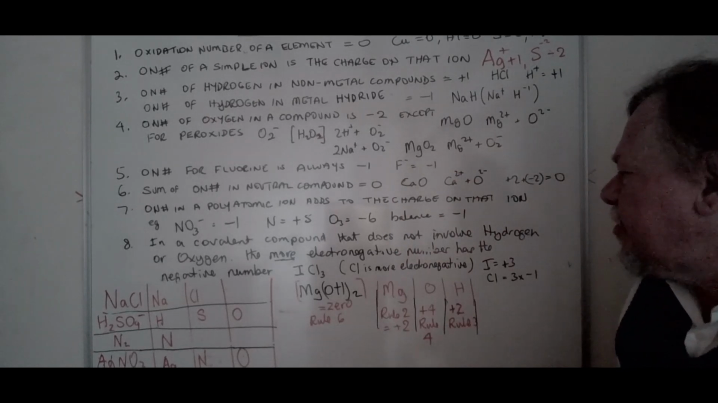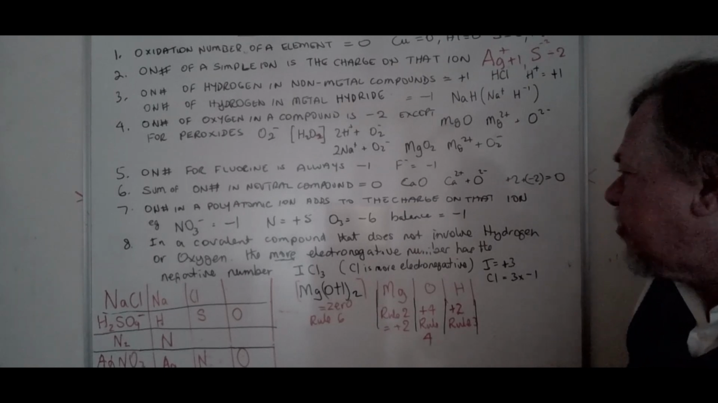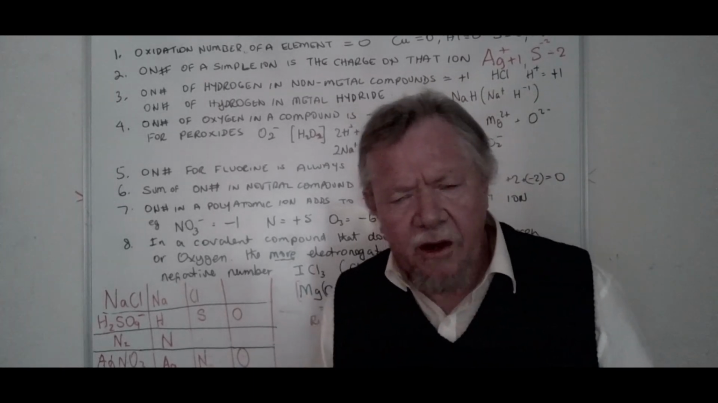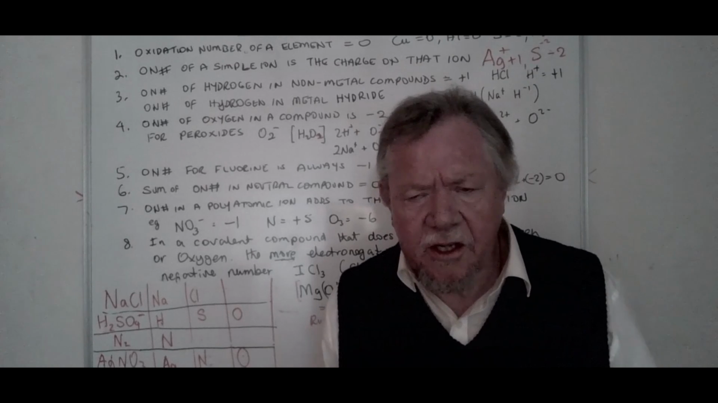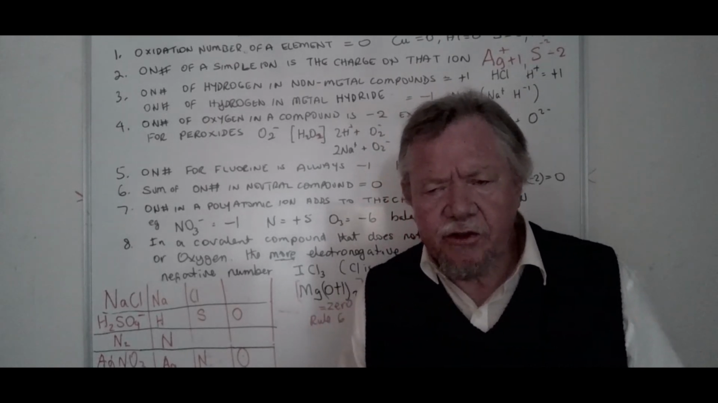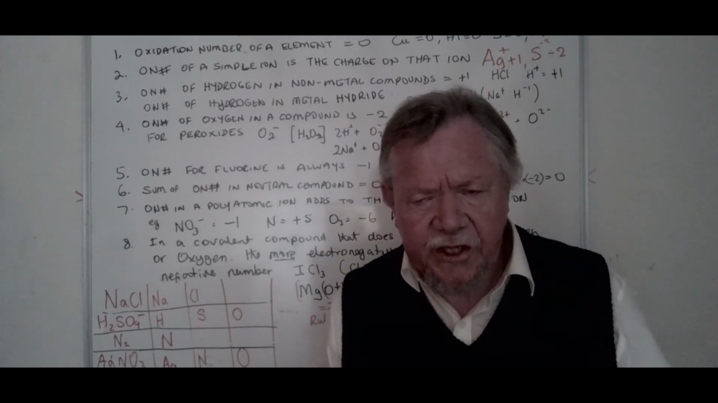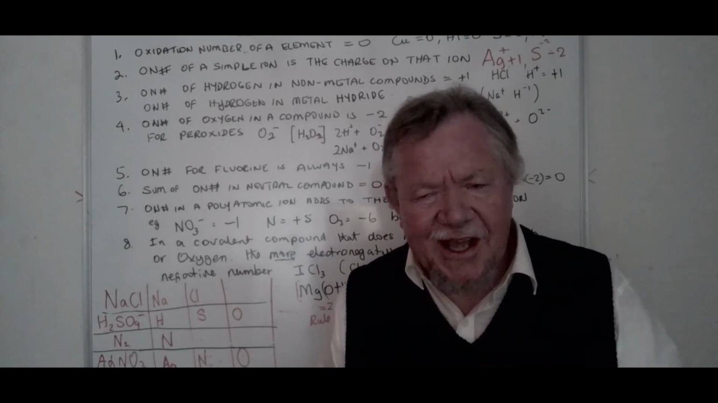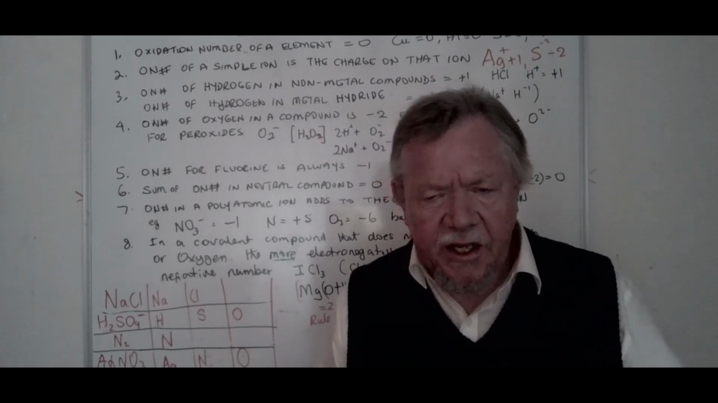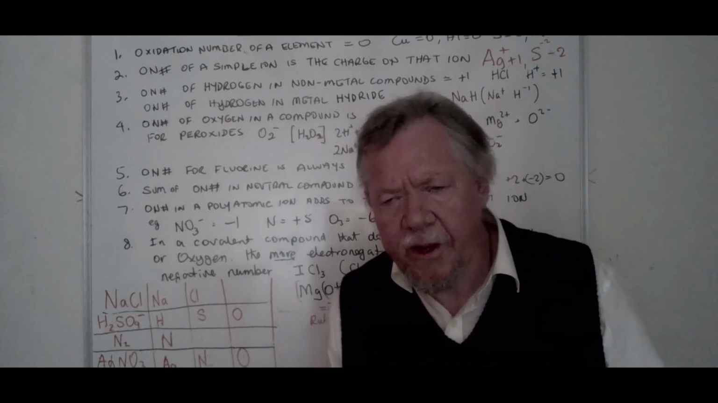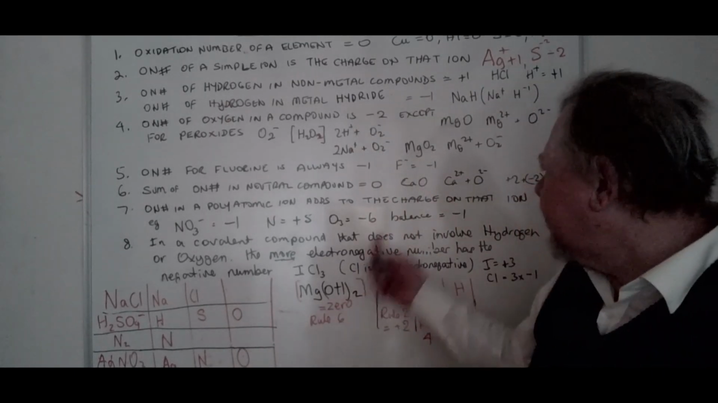Rule number 6: the sum of the oxidation numbers in a neutral compound is 0. So any neutral compound, carbon dioxide, water, you name it, will have a total oxidation number of 0. In other words, the sum of all the oxidation numbers in that particular compound ends up being 0. Here are some examples.